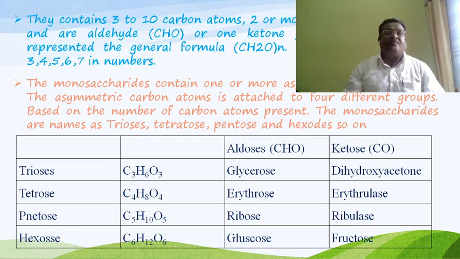So these are the molecules of aldoses and ketones. This monosaccharide is again classified into two groups, that is aldoses and ketones.